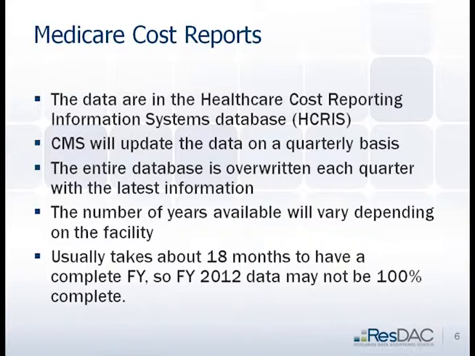The number of years available will vary depending on the facility that we're looking at. So some of them go back to 94, others go back to 96, so it all depends on the facility type. And then we have talked about this before, but there is a lag as far as how complete a file is, and generally it takes 12 to 18 months to have a complete fiscal year. So fiscal year 2012 data, it's not complete right now, but perhaps within the next 6 months it might be.